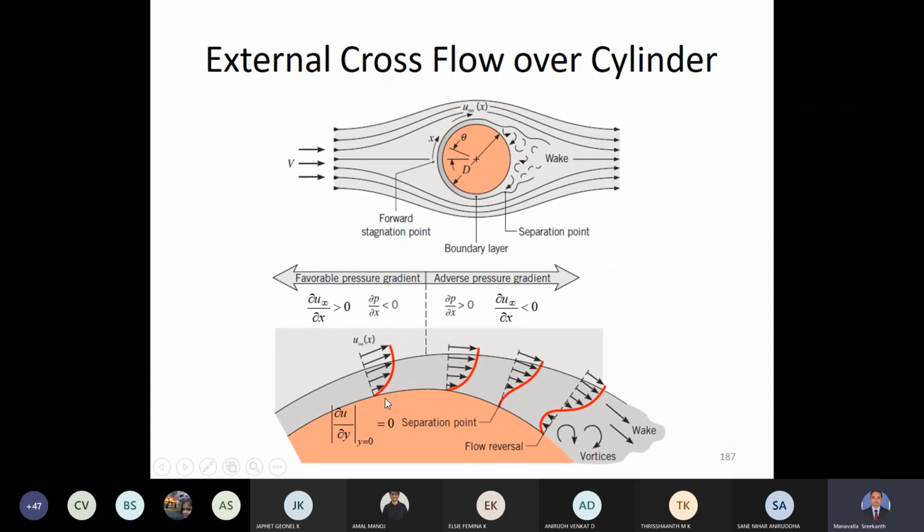So the point at which the flow separation takes place, there you have this boundary condition: du divided by dy is equal to 0. That means the velocity gradient at the point of contact is equal to 0. That is the point where the flow separation initiates. And as you go forward, the flow separation and then the flow reversal takes place, a deformation takes place.